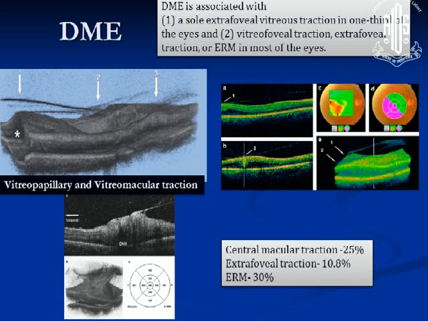DME has been dealt with by Dr. Manoj. I will not be going into the details of this, but one significant thing I would like to say is that in DME, in an OCT study, it has been shown that central macular traction was seen in almost 25% of the patients, and extrafoveal traction was seen in 10.8%. As high as 30% of the patients with DME could be associated with epiretinal membranes.